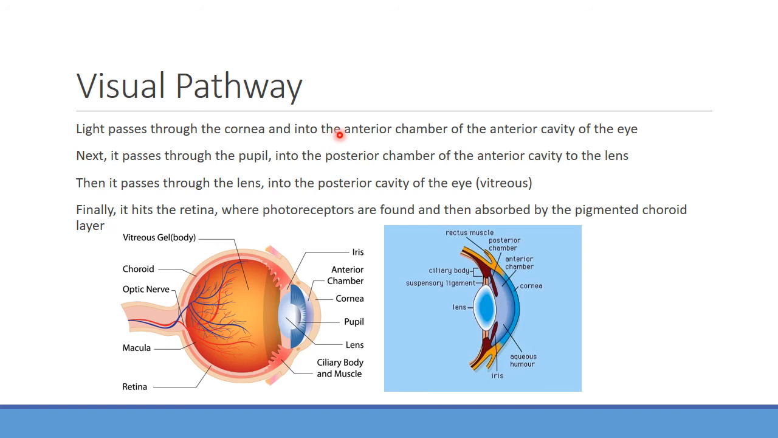But typically, you're not going to see a lot of effect. Basically, we're going to be traveling through the anterior chamber of the eye, through the cavity, and then it will pass through the pupil, into the posterior chamber, and then at that point it's going to be hitting the lens. The lens is going to refract the light, and then it'll be going into the posterior cavity of the eye, that vitreous portion here. And then once it hits the retina, the photoreceptors can be stimulated, and that'll transmit the signal to the optic nerve to the brain. Okay, it's pretty straightforward.